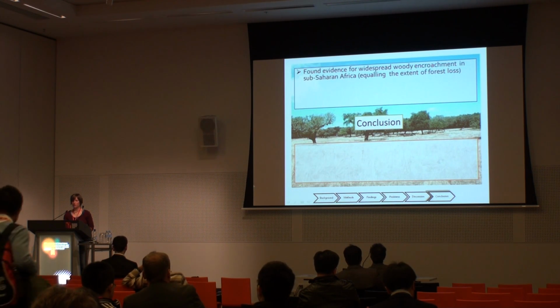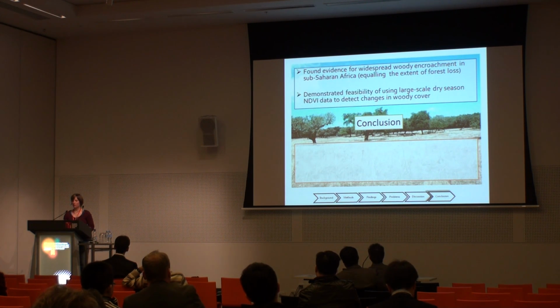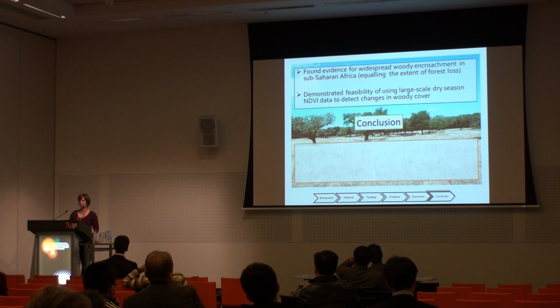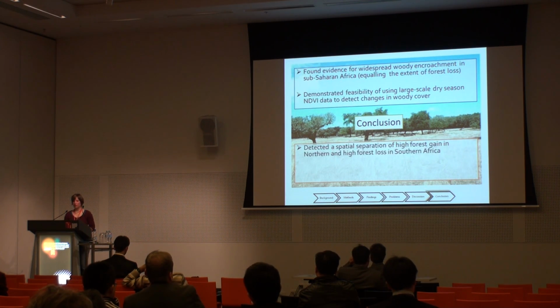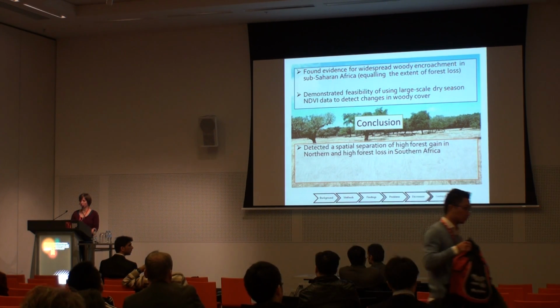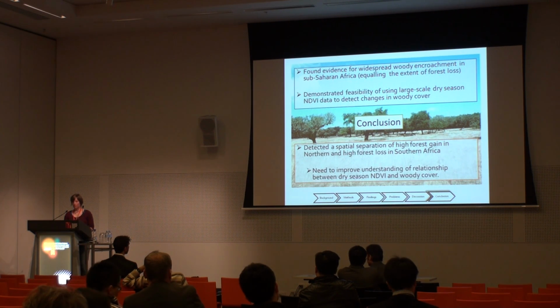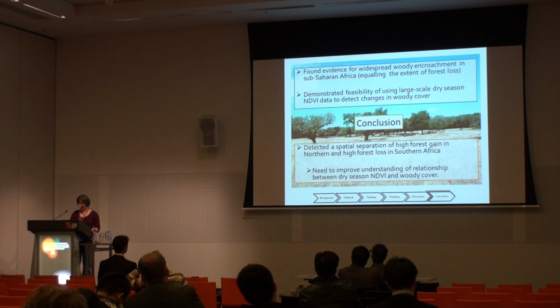So just to conclude, we found evidence for widespread woody encroachment in sub-Saharan Africa, which at least equals the extent of forest loss. We demonstrated the feasibility of using large-scale dry season NDVI data to detect changes in woody cover. We detected a spatial separation of high forest gain in northern Africa and high forest loss in southern Africa. But there's definitely a need to improve the understanding of the relationship between dry season NDVI and woody cover.